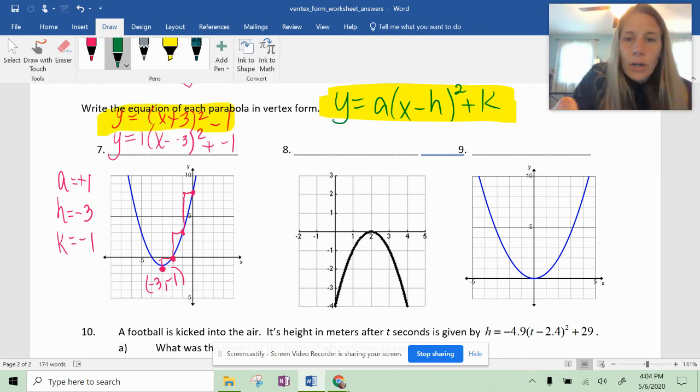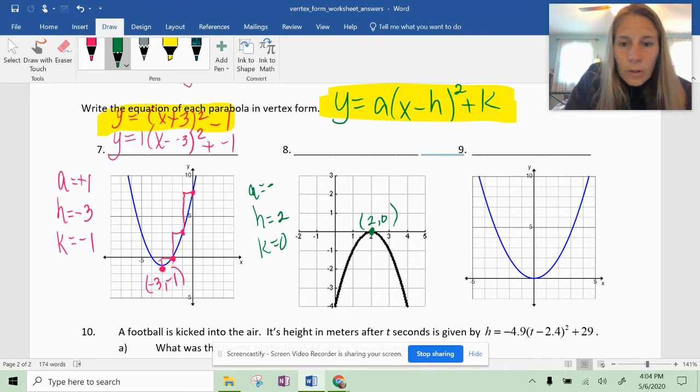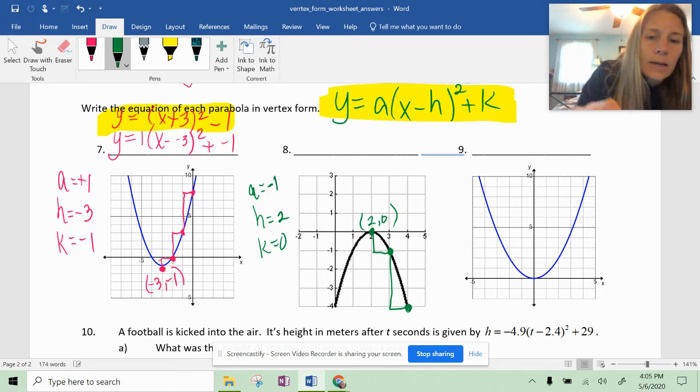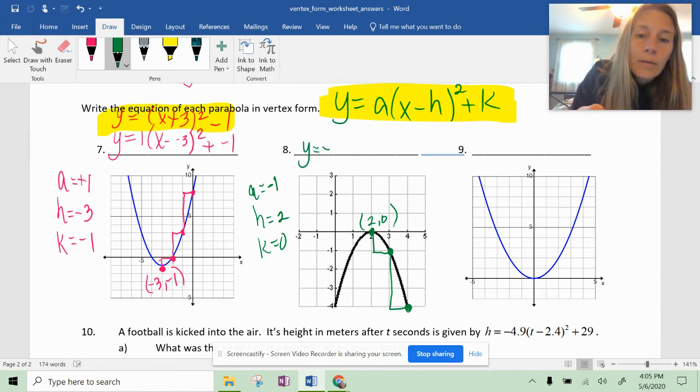Okay, let's try number 8. So again, the vertex first, the h and the k. So you have 2, 0. So your h is 2, k is 0, and you know your a is going to be negative because it's opening down. So go over one box, find the point, go over another box and find the point. So we're going down 1 over 1, down 3 over 1. So what does that sound like? A negative 1. I mean, really, you could just check the first one and you're good from there. So now y equals negative 1 times x minus 2 squared.